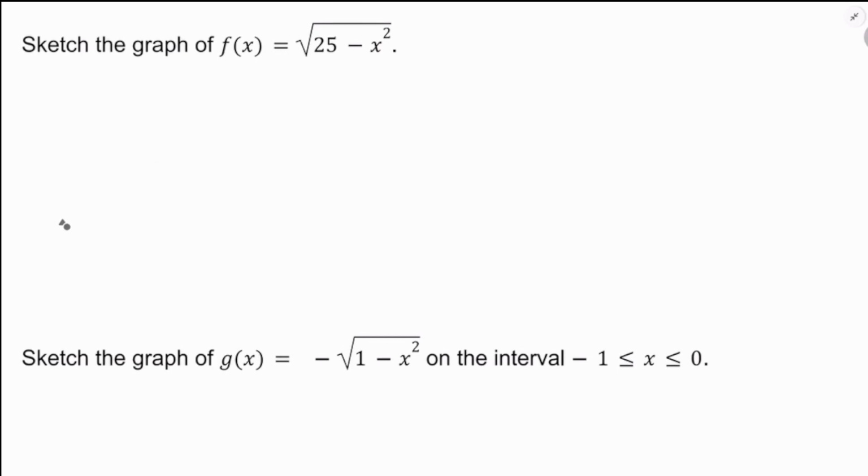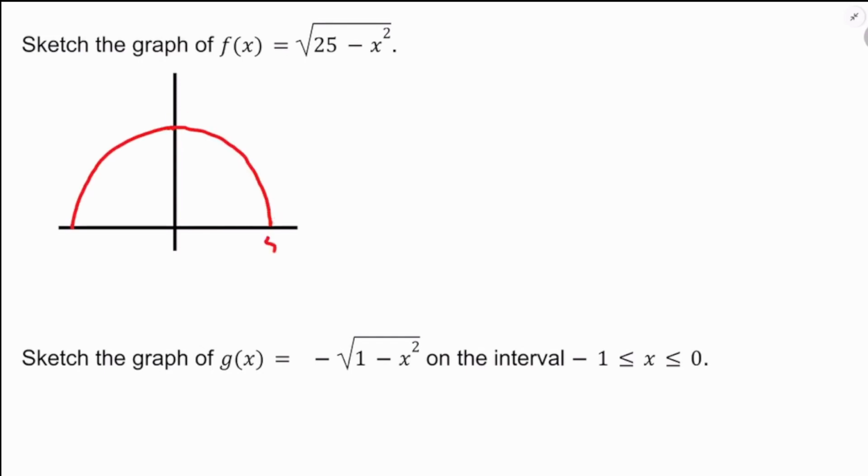Okay, so we're going to need an x-axis and a y-axis. I know that this is going to be a semicircle, and it's going to be the upper half of a circle. So I'm going to give myself more room in y than x, and then I'm just going to draw it as best I can. And just point out, I know that the radius of this thing is 5 because it was 25 minus x squared. Okay, so that's going to be my sketch.